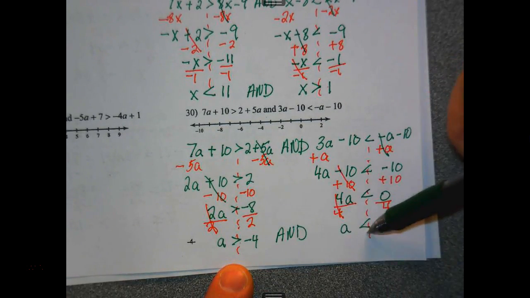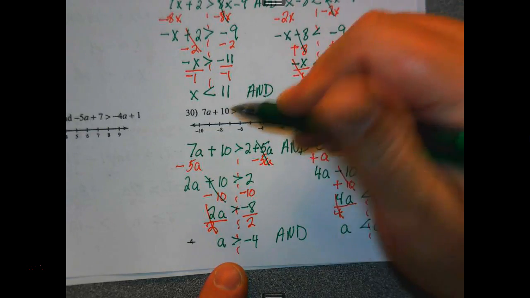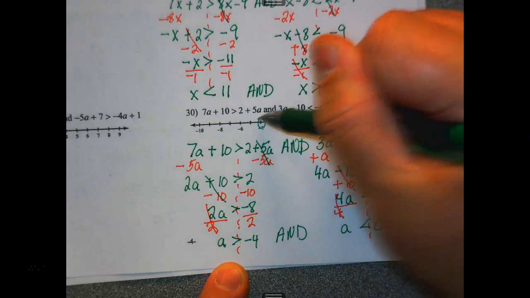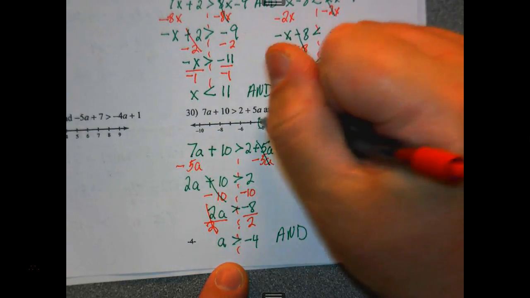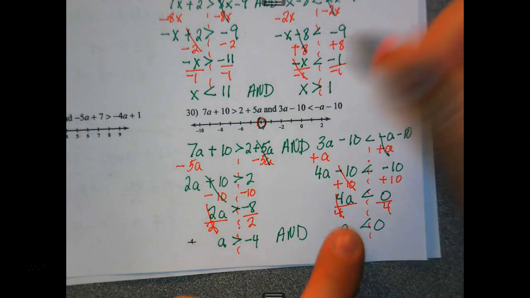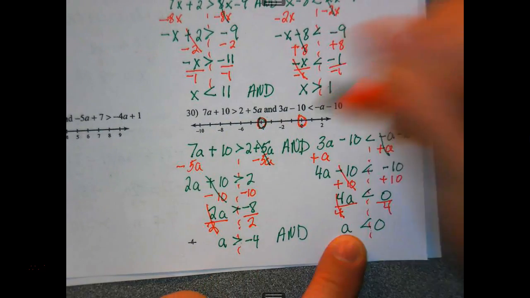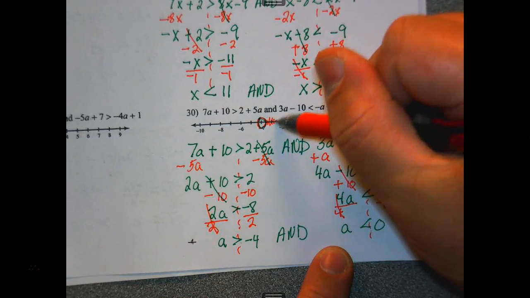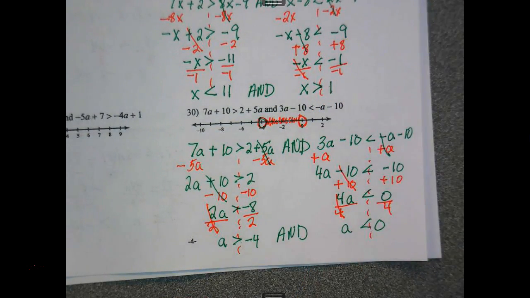Both open circles, no equal sign. Negative 4 and 0. It's an and problem. Shade in between.